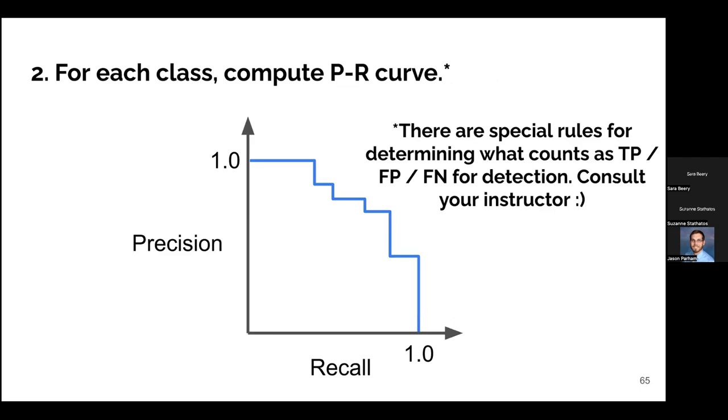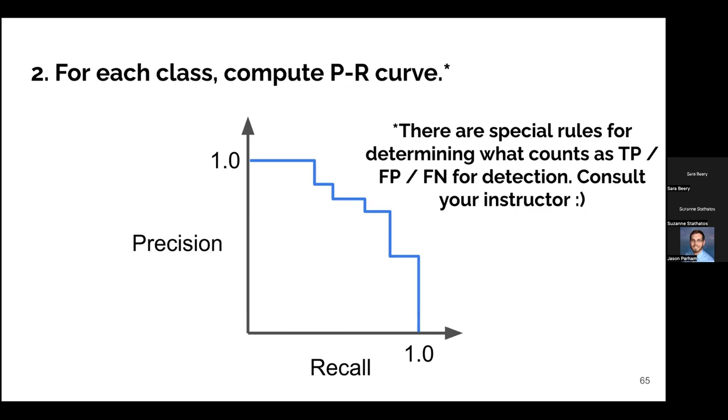And so the second step is actually back in discrete land where we have a precision recall curve. The note on the side says there are special rules for determining what counts as a true positive or false negative in detection. That's a conversation you can have with your instructor. But for each class, once you have the detections matched to the ground truth boxes, you can compute precision recall curves.